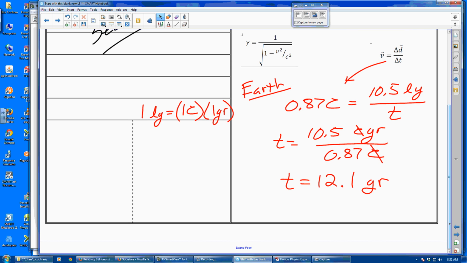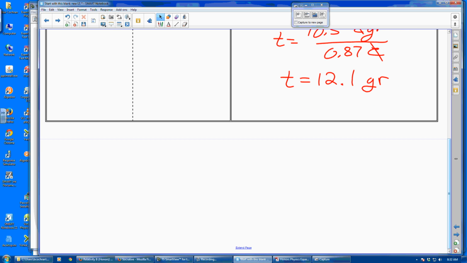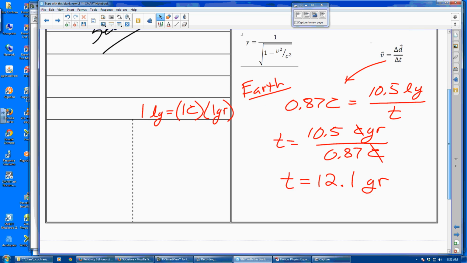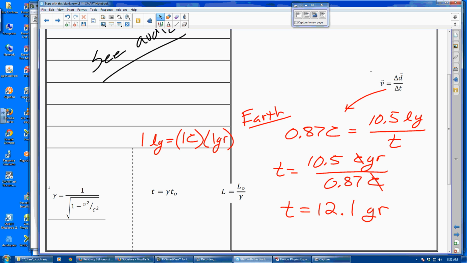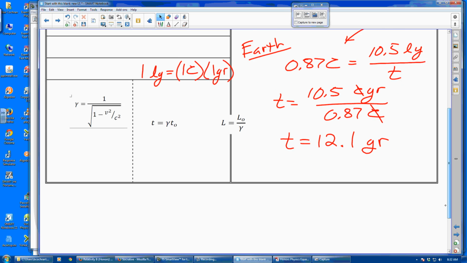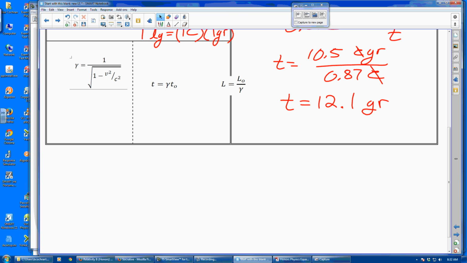From the ship's frame of reference, though, I'm going to move these down and over so I can keep using them. From the ship's frame of reference, less than 12.1 years passes, of course. I'm going to use that time on the ship. I have to remember always t is greater than t naught, right? So this will be the Earth and this will be the ship.